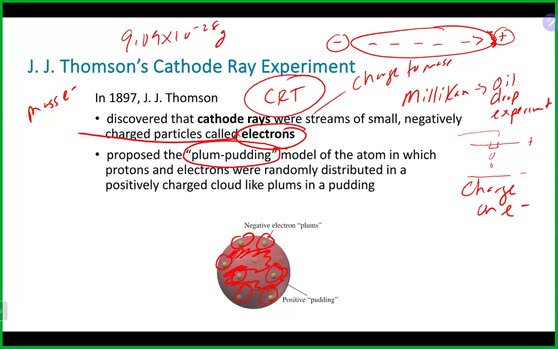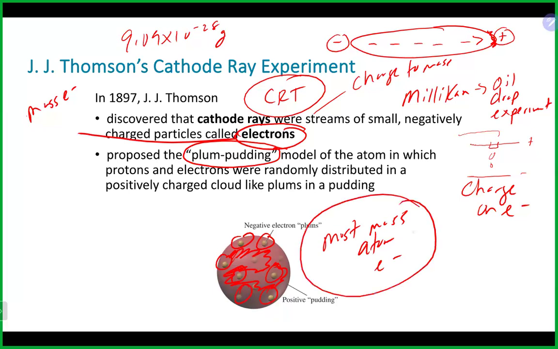And that was basically the early model of the atom. You have this big sphere of positive charge all spread out. You have these electrons embedded inside the atom. And it was also believed that most of the mass of the atom was made up of the electrons. So this is, again, an early and accepted model of the atom.